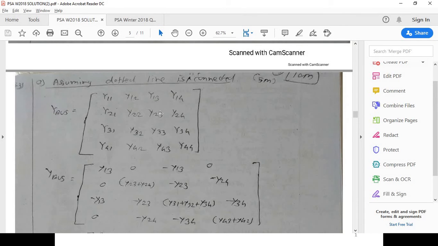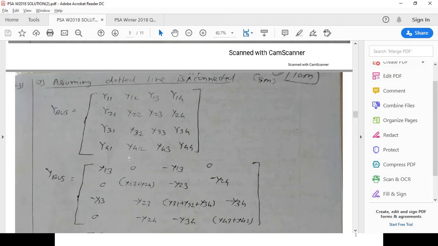That is Y11, Y12, Y13, Y14 up to Y44. Now this Y bus matrix is divided into two parts. Diagonal elements: what are the diagonal elements? They are Yii, where i is equal to i. Here Y11, Y22, Y33 and Y44 are the diagonal elements of the Y bus matrix, and the remaining are off-diagonal elements, because Yij, where i is not equal to j, is called an off-diagonal element. So here the off-diagonal elements of this Y bus matrix are Y12, Y13, Y14, etc.